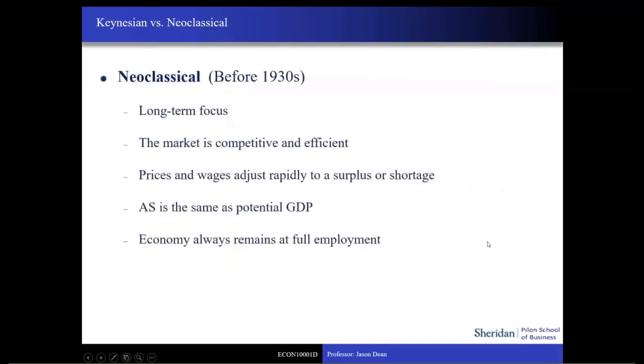So neoclassical was before the 1930s. And it's not a coincidence, this way of thought was before the Great Depression. And after the Great Depression, there were some adjustments to economic theory. So before the Great Depression, economists had a more long-term focus. They had this impression that a lot of markets are somewhat competitive and efficient. And so if that's the case, prices and wages adjust rapidly to a shortage or surplus.